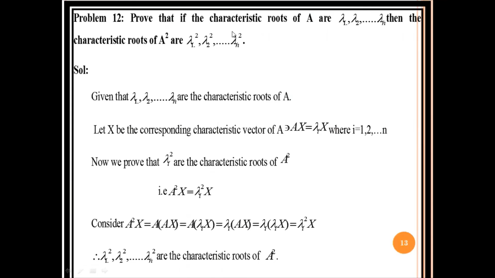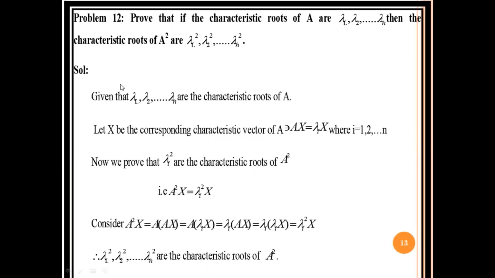Now prove that if the characteristic roots of A are lambda 1, lambda 2, ..., lambda n, then the characteristic roots of A square are lambda 1 square, lambda 2 square, ..., lambda n square. So these are the characteristic roots of A. Similarly, we can prove that these are the characteristic roots of A square. Very simple.